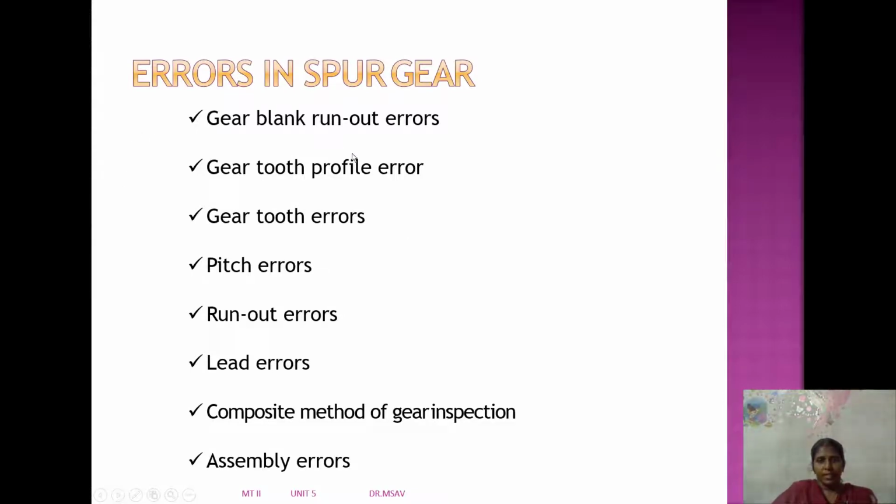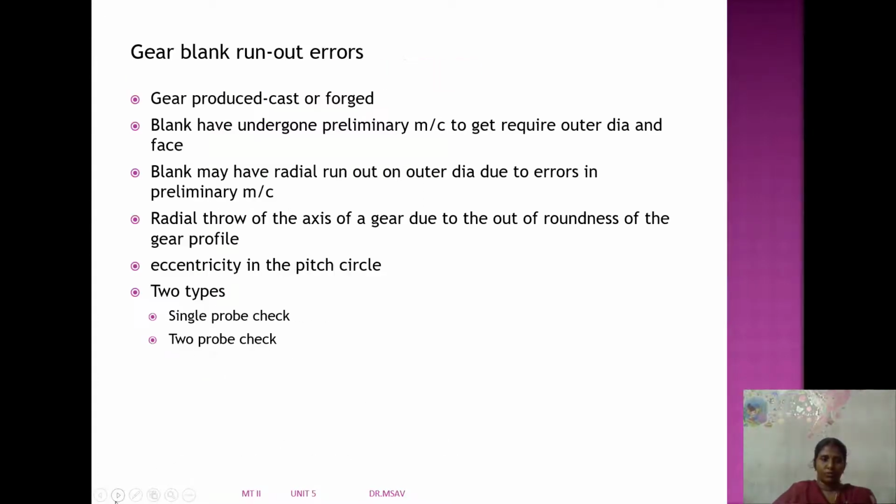Then what are the errors which normally occur in gears, so that we can avoid them by measuring with the proper measuring instrument and correcting them? First one is gear blank runout error, gear teeth profile error, gear teeth errors, pitch circle errors, runout errors, lead errors, composite method of gear inspection, and assembly errors. During assembly also some errors are encountered, so we have to be careful during assembly also.